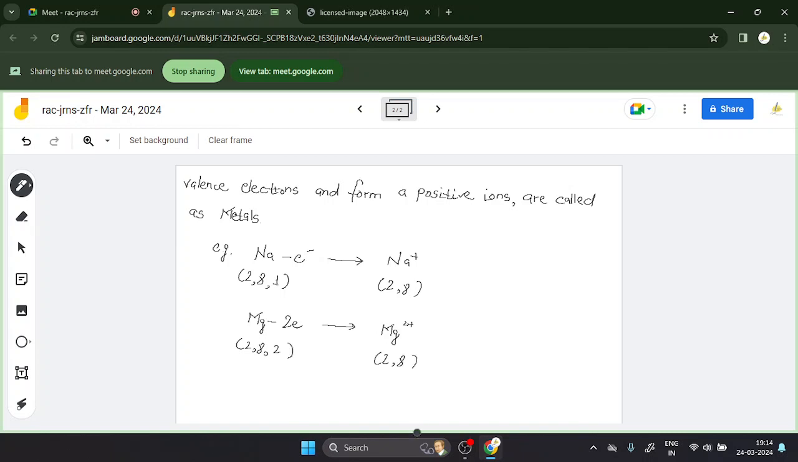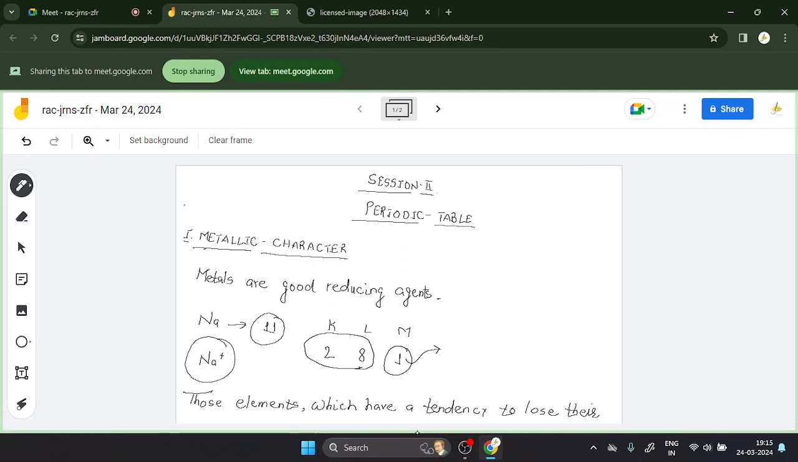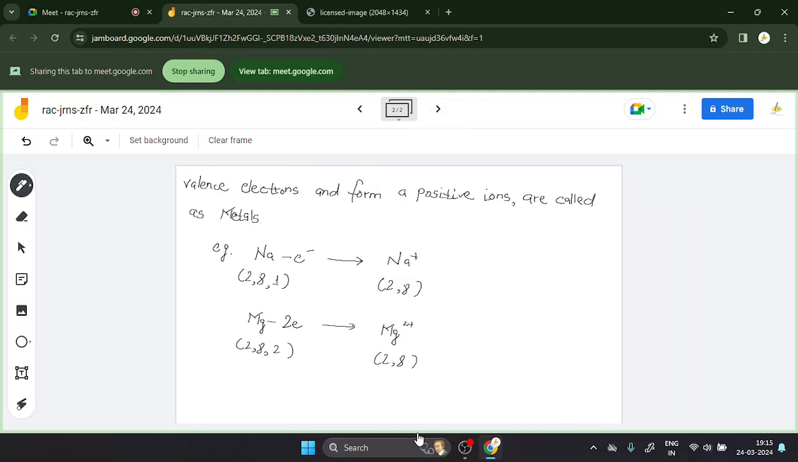Understood what I am trying to do? Now, could you go back to the first page for a second? Yeah, thank you. Clear about it? Yeah. Okay.